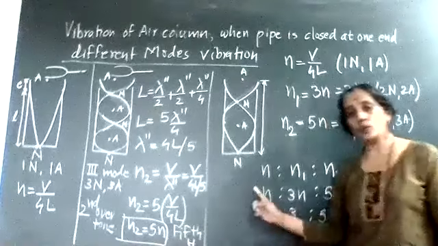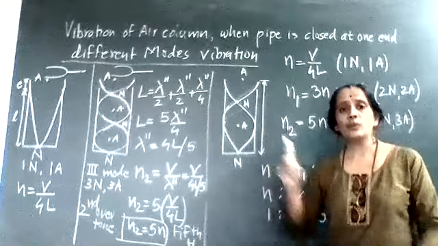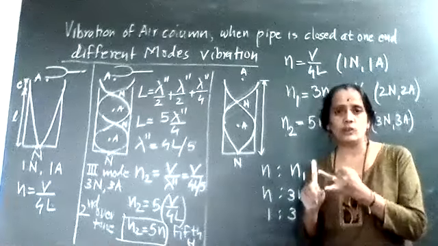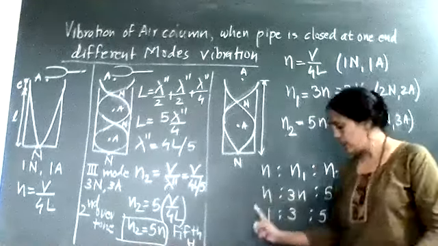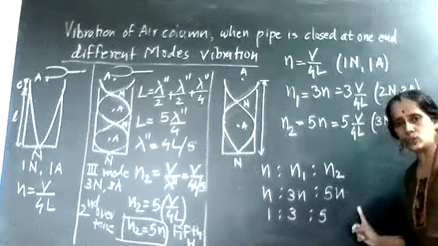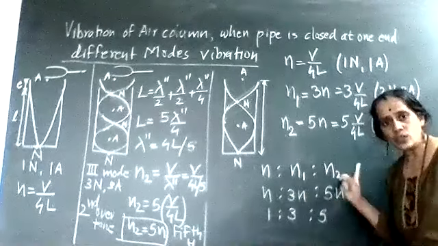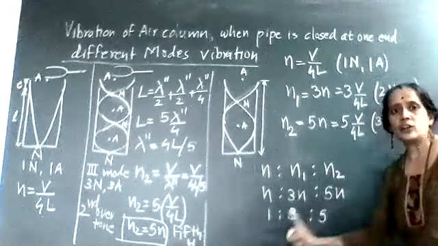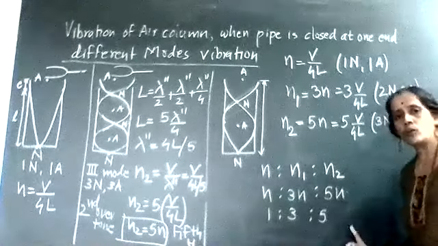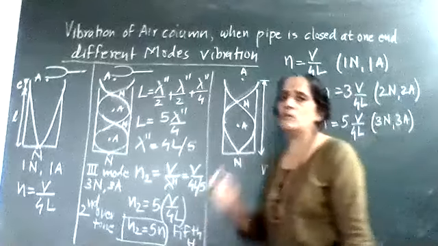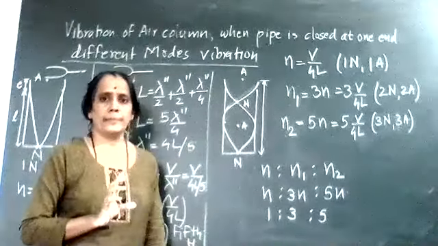This means you have to draw all three diagrams, derive for N, derive for N1, derive for N2, and finally write this conclusion: N is to N1 is to N2 is equivalent to 1 is to 3 is to 5. It consists of only odd integral multiples. Got it?